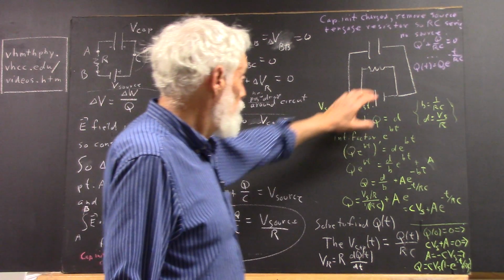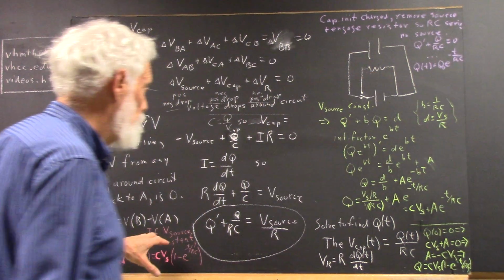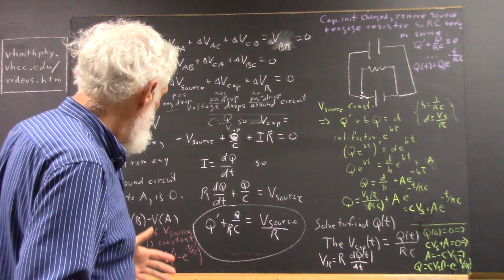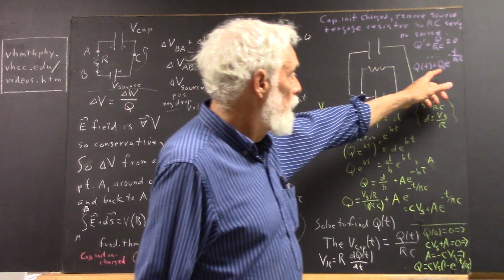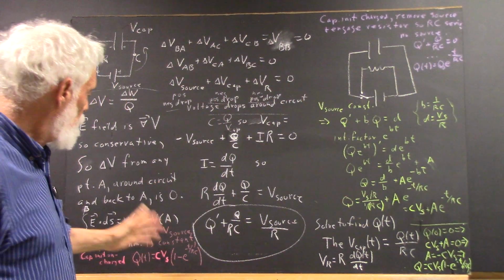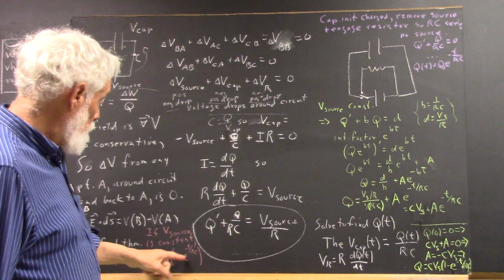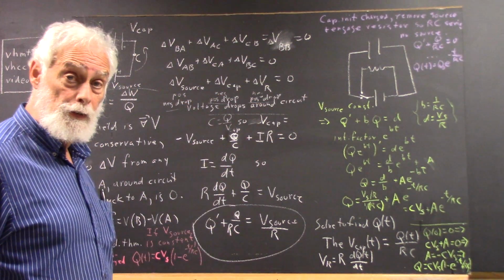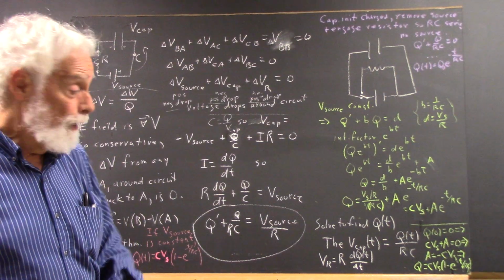Okay, so we want to understand that situation as well as this, but we want to understand how the exponential decay can occur in a situation like this, where the exponential approach to the source voltage can occur in this case. And we want to understand these exponential functions at the pre-calculus and calculus level.